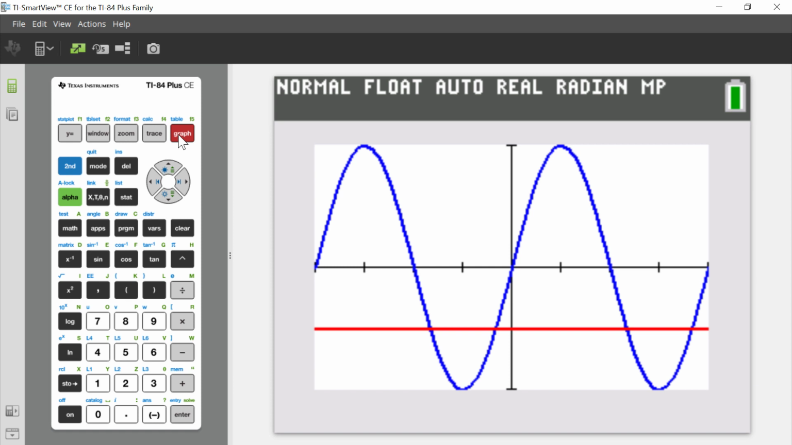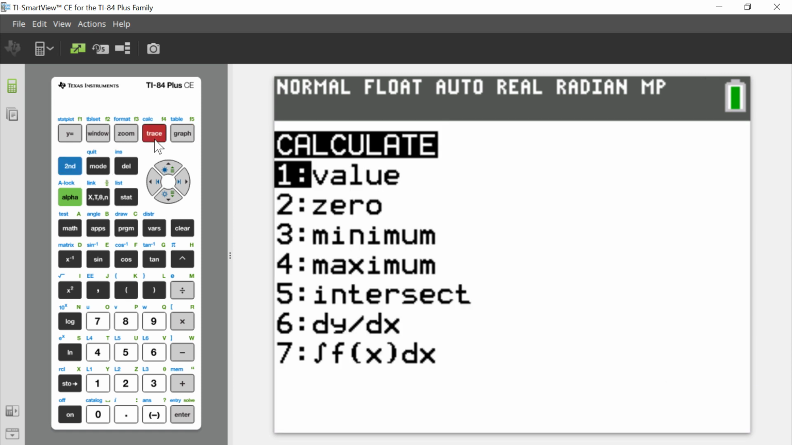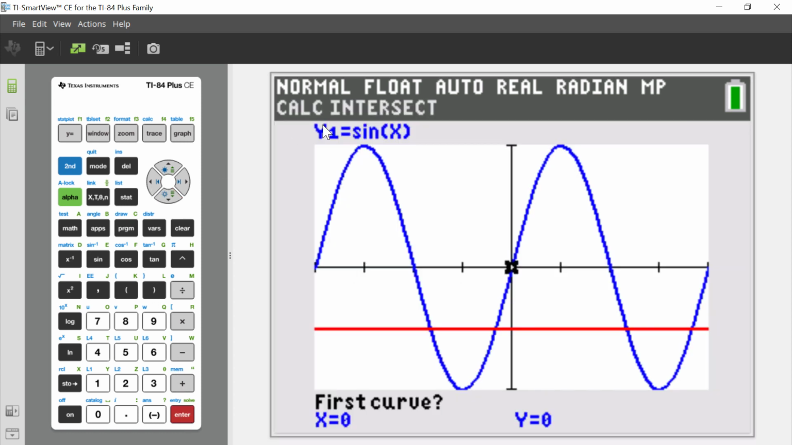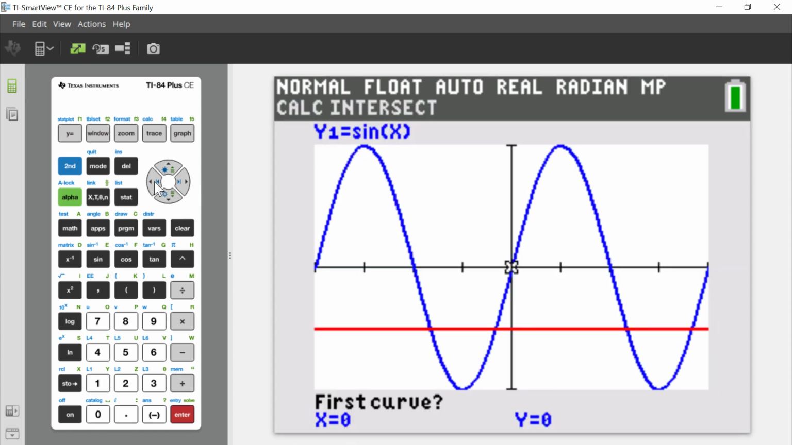So to find the intersection point, what I want to do is hit the second button and the trace key. That takes me to the calc menu, and I'm going to choose number 5, which is the intersect feature. I get a blinking cursor. It's on the graph of y1 equals sine x. It is located at the origin initially, so I'm going to hit my left arrow a bunch of times to take me close to the intersection point on the sine curve, and then hit enter.